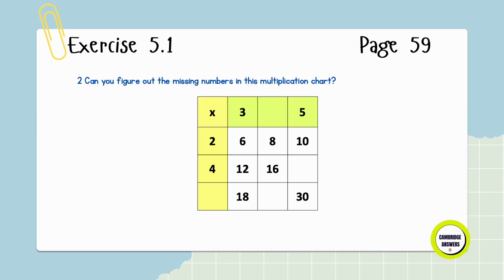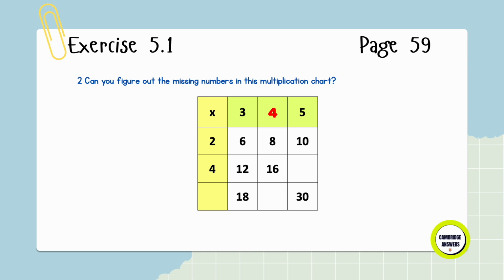Whoa there, something's missing. We've got a multiplication chart, but some of the numbers are missing. Can you figure them out? Let's look carefully. We already have some clues. In the first row, we can see 3, then a blank, and then 5. But wait, look below that. The numbers in this row are answers to multiplication problems, like 2 times 3 equals 6, 2 times 4 equals 8, and 2 times 5 equals 10. So what number goes in that missing top box? That's right, it must be 4, because 2 times 4 equals 8.